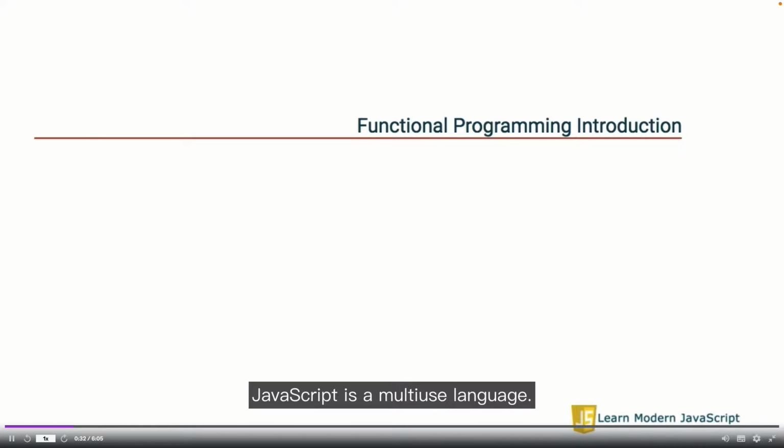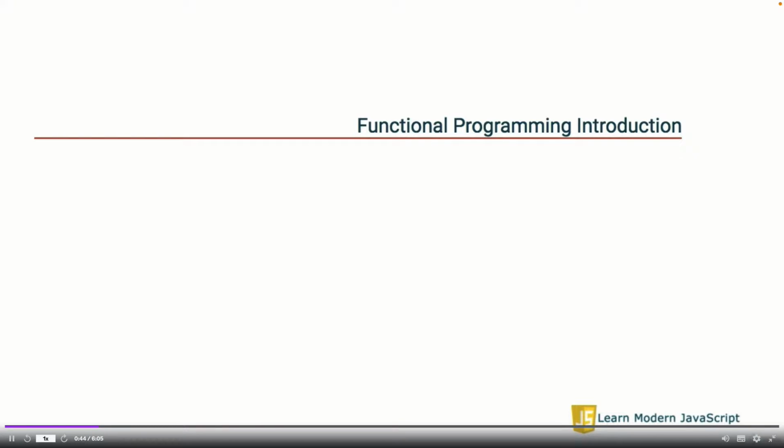JavaScript is a multi-use language. It can use the OOP paradigm. It can also use the functional approach. JavaScript is built to do either and more.